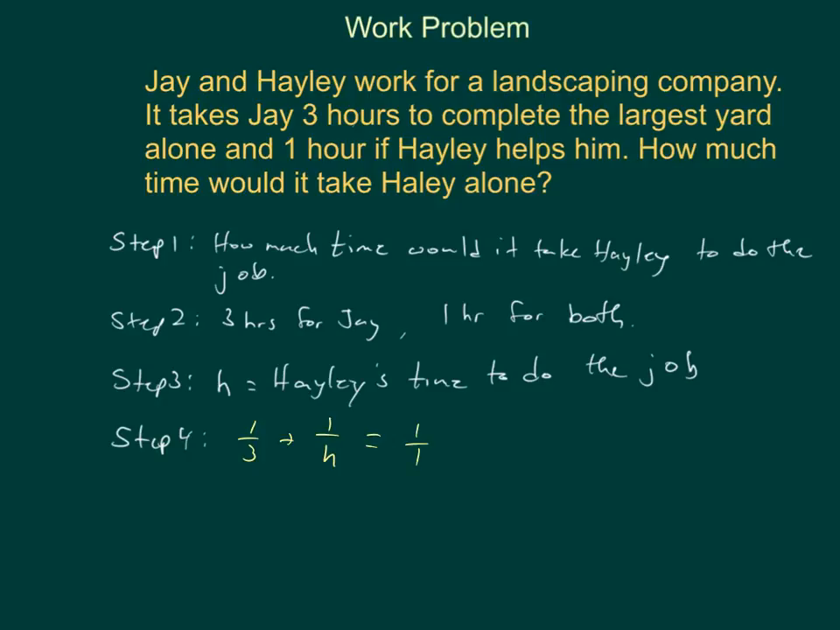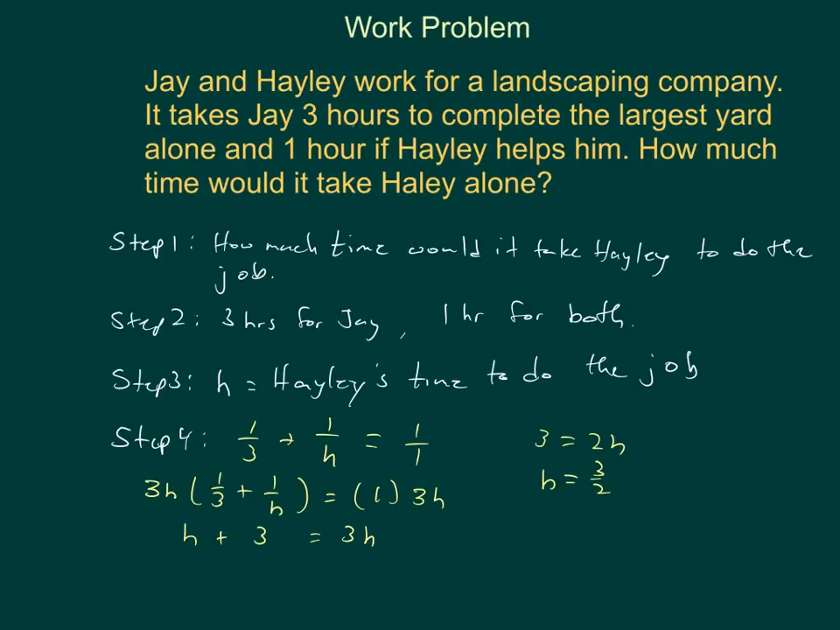And so in this situation, we do have fractions. So we want to solve this one like we did when we solved the other problems. In this case, though, we're going to multiply both sides by 3h. So what I'd like you to do is pause the video right now and do step 5, solve the equation. And then once you're done, come back and we'll talk about the solution on this one.